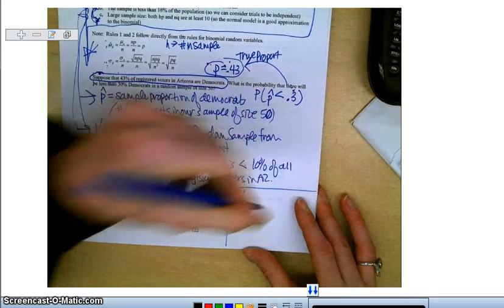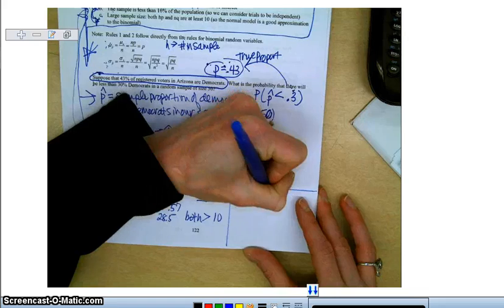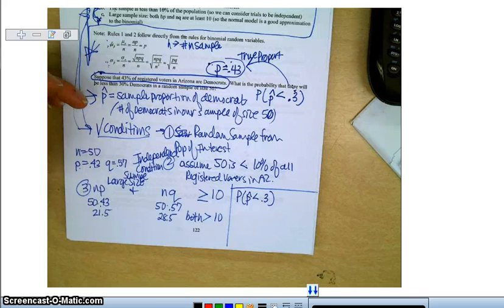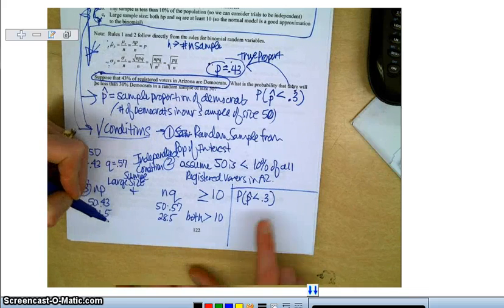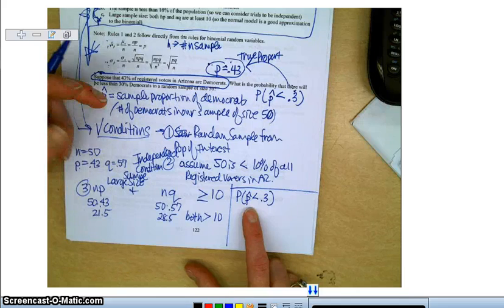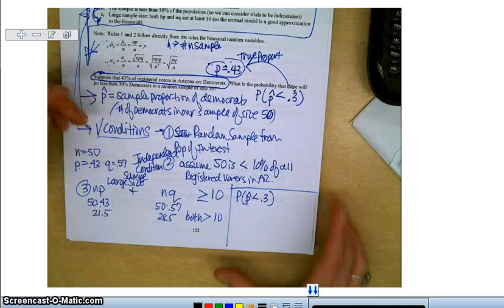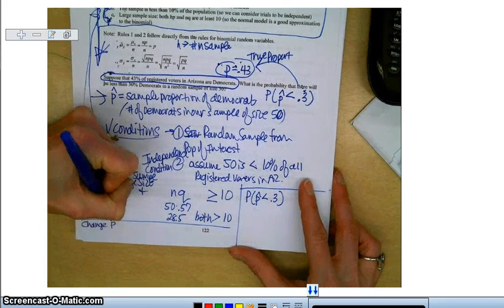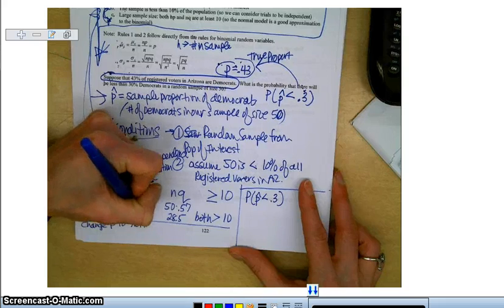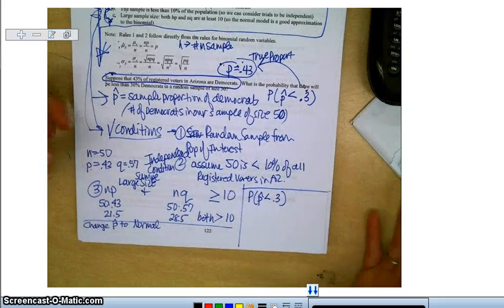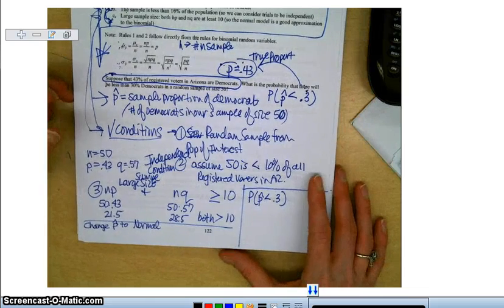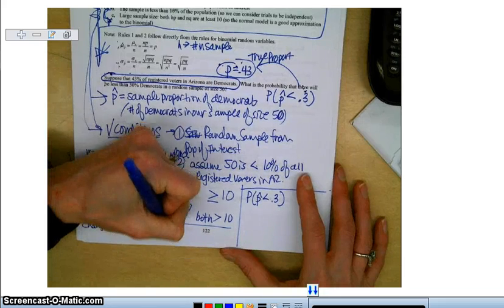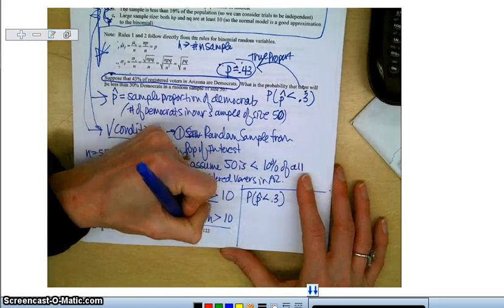What is the probability that P hat is less than 0.3? Well, now that we've checked all our conditions, to find this probability we can use a normal model. So what we're going to do is change P hat to normal. The way you change it to normal, you use the formulas from up above: P and the square root of PQ divided by N.